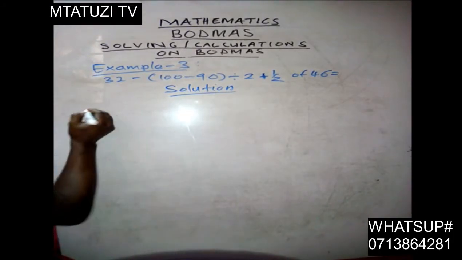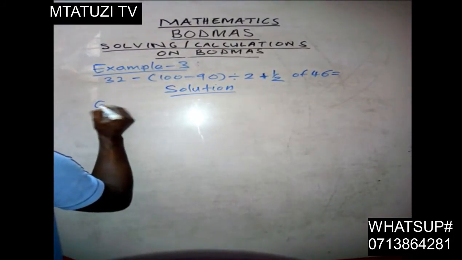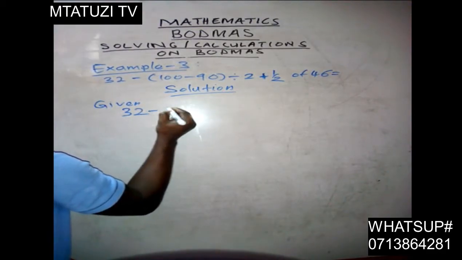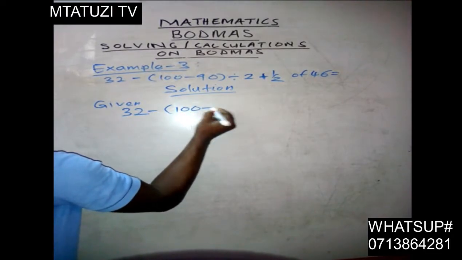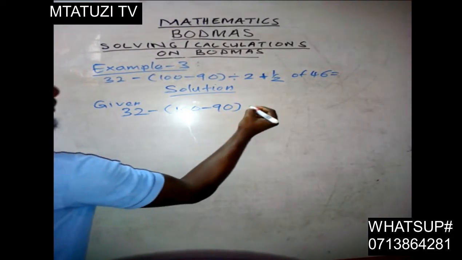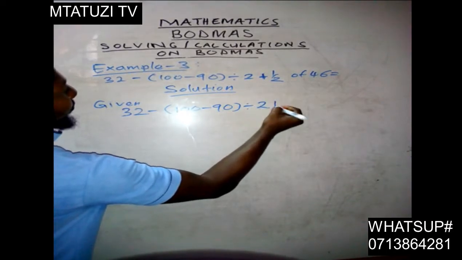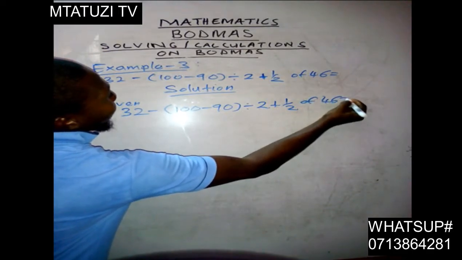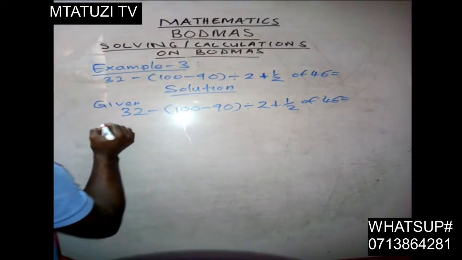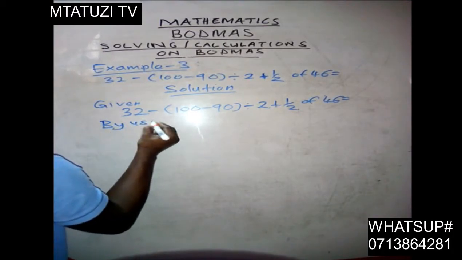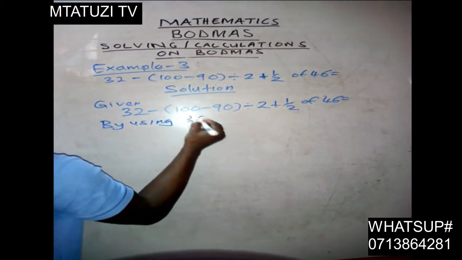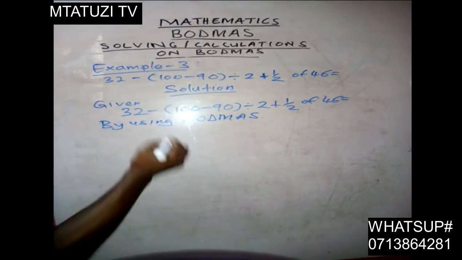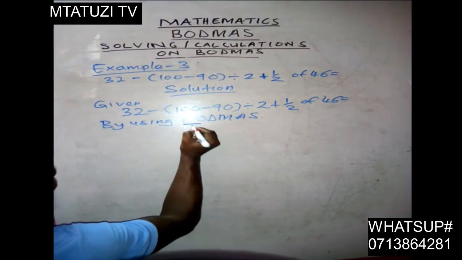Solution. We are given 32 minus, in a bracket, 100 minus 90, divided by 2, plus a half of 46, is equal to how much? So by using Bodmas, the first operation here is to open the bracket.